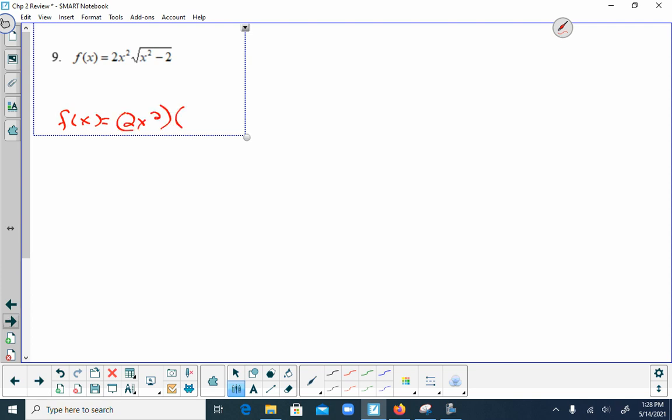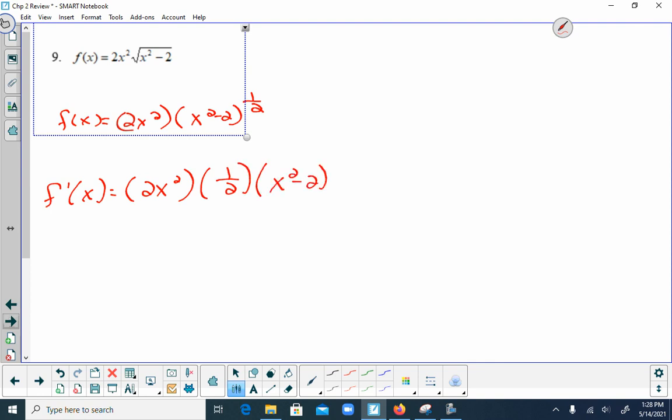Okay, the next one, I'm thinking of this as 2x squared. That's one factor. And then (x squared minus 2) raised to the 1/2 power. I'm going to have to use the chain rule and the product rule. So to find the derivative, I'm going to leave the first term alone. Take the derivative of the second term, so that's going to be 1/2 times (x squared minus 2). Reduce that power by 1, so that'll be negative 1/2. Take the derivative of what's inside, and that'll be 2x. Plus, now I'm going to take the derivative of this 2x squared, which will be 4x. And then I'm leaving that (x squared minus 2) raised to the 1/2 power alone.